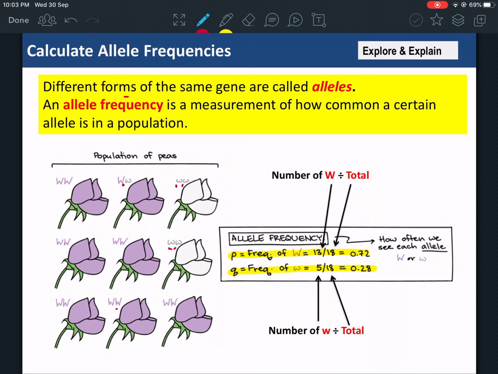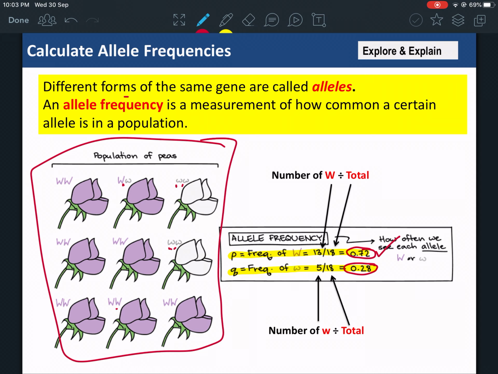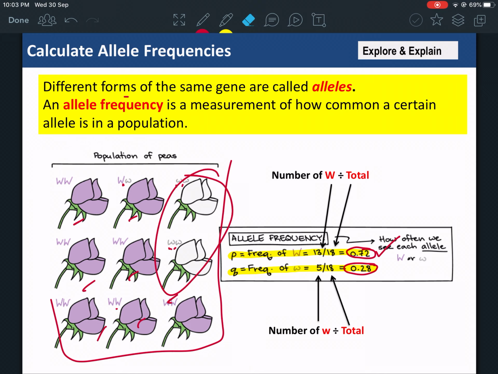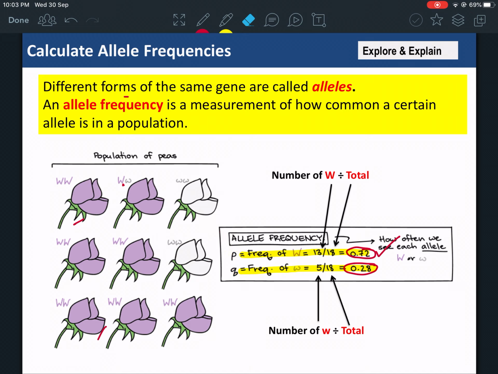If you can see this, big W has 0.72, small w has 0.28. So who has a higher frequency? Big W. If you notice here and you look at the population, yes, big W has a higher frequency because there's more purple flowers. Look, there's 1, 2, 3, 4, 5, 6, 7 purple flowers, only 2 white flowers. Okay, so the allele frequency shows that the purple flowers are more than the white flowers.